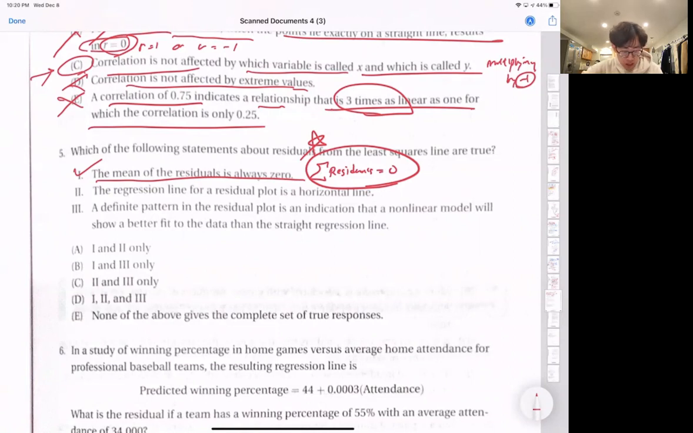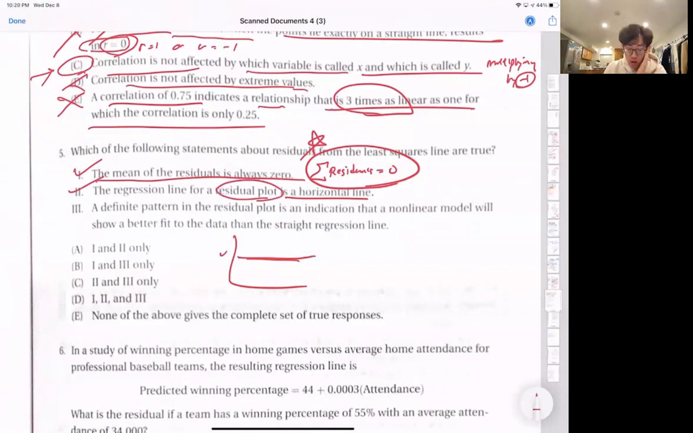So for basically the regression line, let me just exit out of this one. Okay, so the regression line for a residual plot is a horizontal line. It could be a horizontal line, but then, the residual plot should always be a horizontal line. Yes, that's absolutely true because that's when your residual is actually at 0.